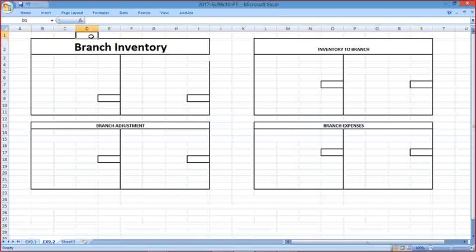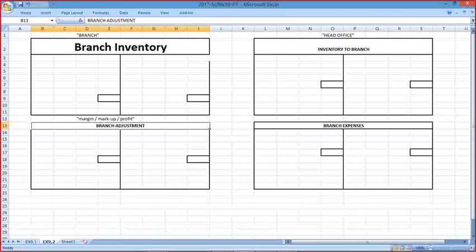Branch inventory is whose account? The branch account. And inventory to branch? Head office account. Good. Branch adjustment, I'm going to put a word above here. This is looking at the margin, markup, profit. That's what you're looking at here in the branch adjustment. You're adjusting for the difference between cost and selling. Branch expenses is a normal expense account, recording what the branch is spending money on.